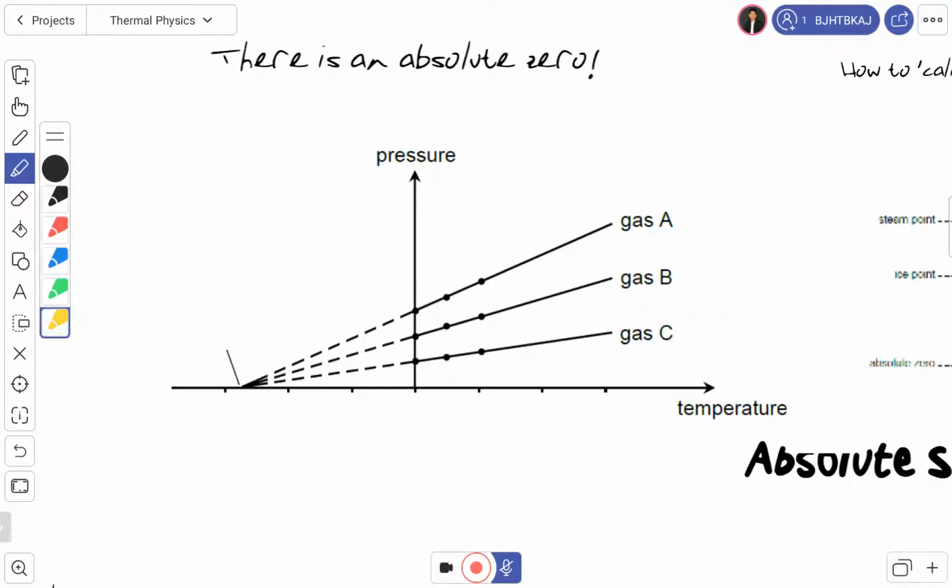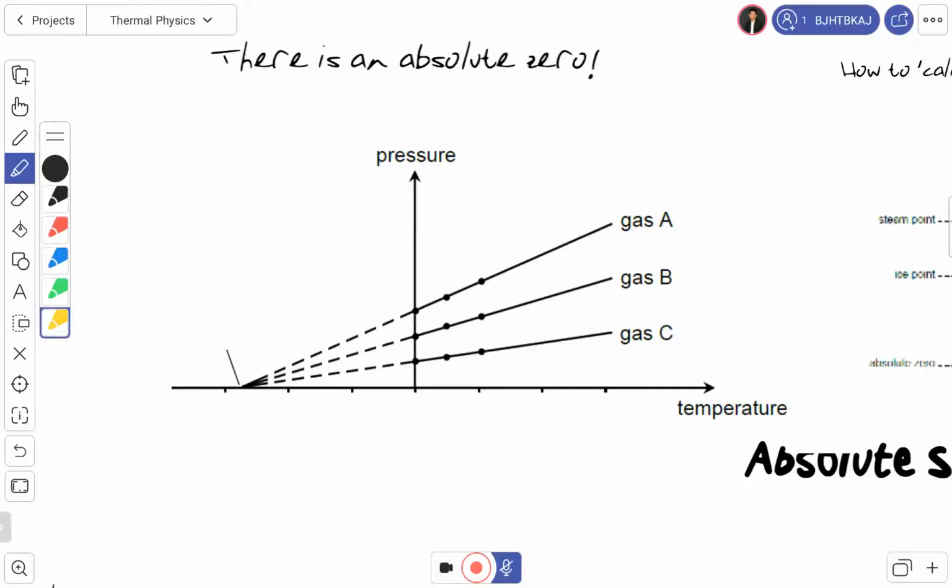But you see, even at 0 degrees Celsius, there's a non-zero pressure. And if they extrapolate it backwards, they realize that all these P against T graphs seem to coincide at a certain point. It seems to suggest that something is happening there whereby pressure will fall to zero together with that particular temperature. And according to their understanding of pressure by then, they realized that the pressure is caused by molecules pumping into the container.